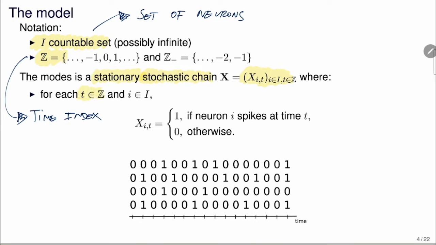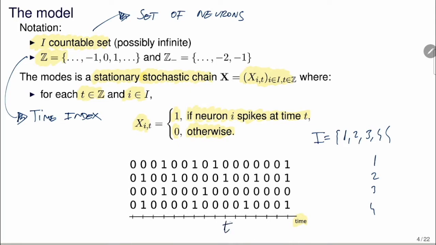So for each time t and for each neuron in the network, the random variable X_i,t is a Bernoulli random variable, and it takes value 1 if neuron i spikes at time t and 0 otherwise. And what you see here at the bottom of the screen is just a piece of a realization of this stochastic chain. So on the x-axis we have time, and on the y-axis we have the neurons. So in this case we have i equals 1, 2, 3, 4, so here's neuron 1, here's 2, 3, and 4. So each row here represents a given neuron in the network.